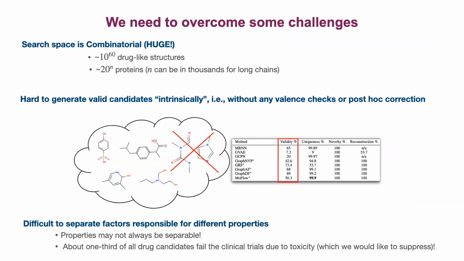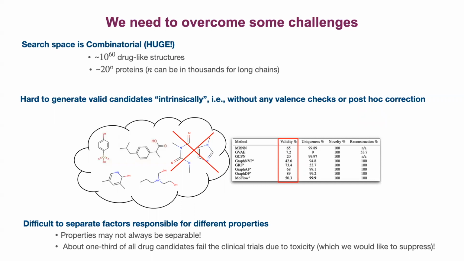In order to make this possible, however, certain challenges need to be overcome. First of all, the search space is really huge. It's a combinatorial space. For example, even when you consider small, drug-like molecules, there are estimates that possibly 10^60 drug-like structures exist, though only a very tiny fraction of these, of the order of 10^8, have been synthesized so far. So this is really a huge space.